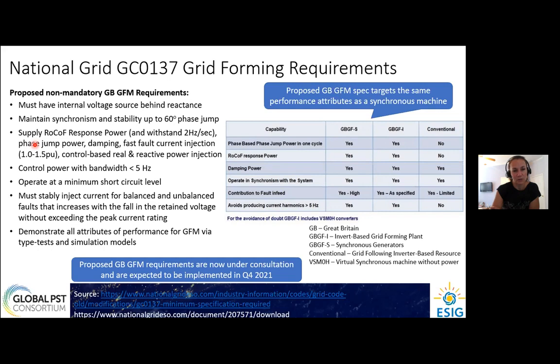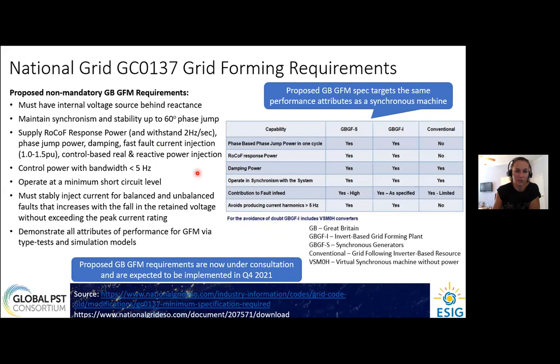So rock-off response power would include inertial response power and a type of primary frequency response, or whatever frequency response it's capable of doing. So it's 2 different services here, just merged in one. And on top of it, it's supposed to withstand a relatively high rate of change of frequency, provide phase jump power damping, fast fault current injection, either one or up to 1.5 per units. There is no requirement to go one way or the other. It will be up to the developer to choose. And then control-based real-time and reactive power injection.